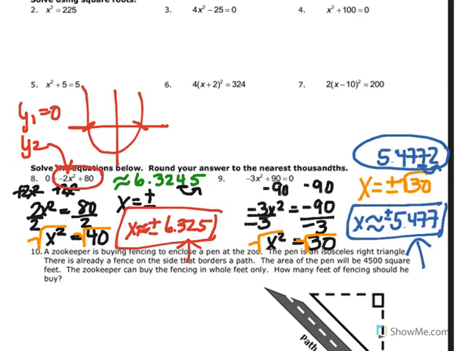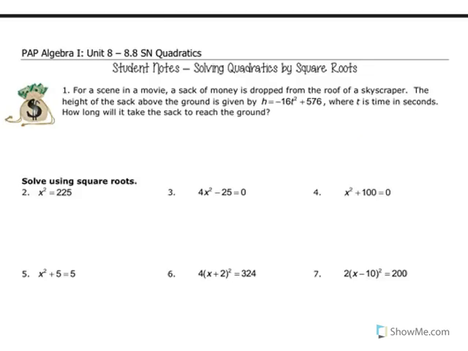Okay, so at this point, let's jump back up and look at the word problem up at the top. So it says, for a scene in a movie, a sack of money is dropped from the roof of a skyscraper. The height of the sack above the ground is given by this function, where t is time in seconds. How long will it take for the sack to reach the ground? So if it's asking us about the time, we're just trying to solve for t. So let's do this using square roots.